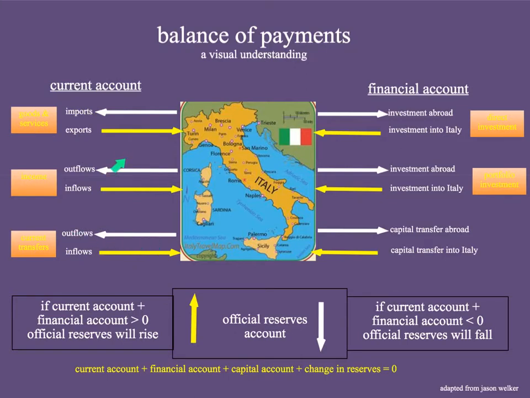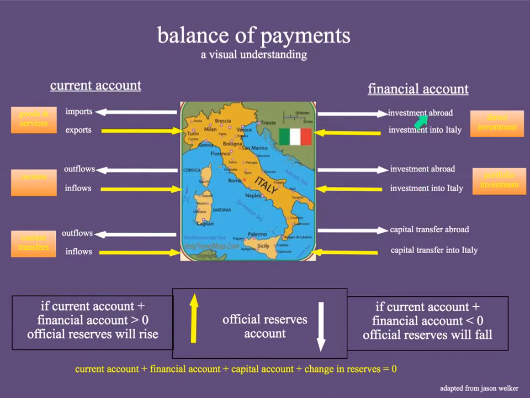Super simple, yeah? You've got to know a lot of different language, and know what goods and services, income, and current transfers are. But ultimately, what matters is: is there more money going out of Italy or coming in? And that'll give you a positive or negative number over here. Beautiful. Then the other major component of balance of payments is the financial account.